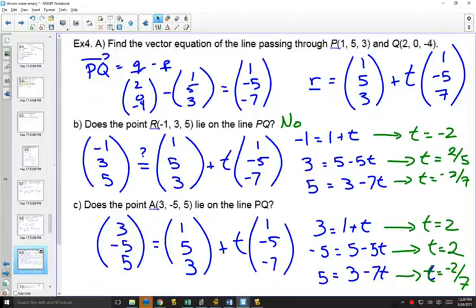So yeah, all three of them would have to be the same in order for you to say, yes, that point is on the line. But in this case, it's not.